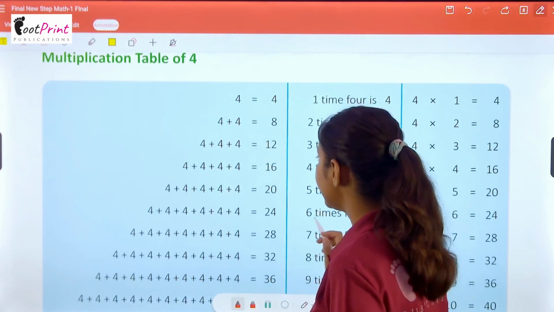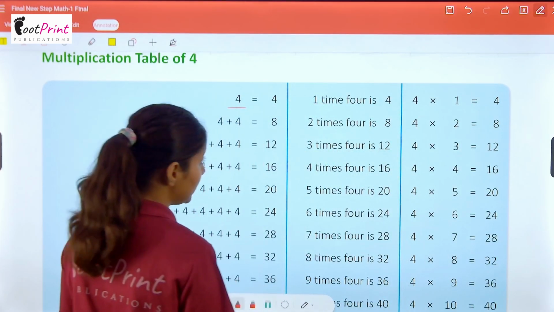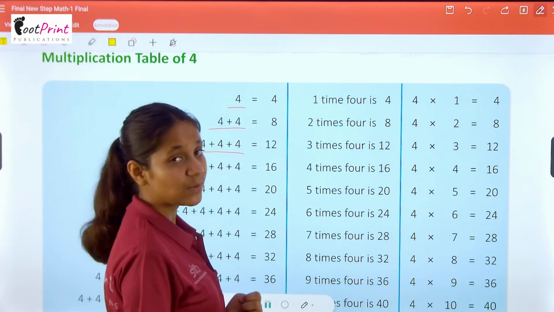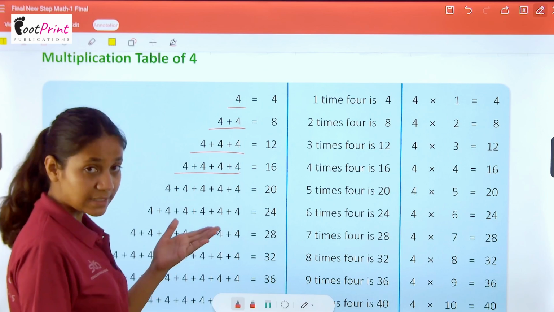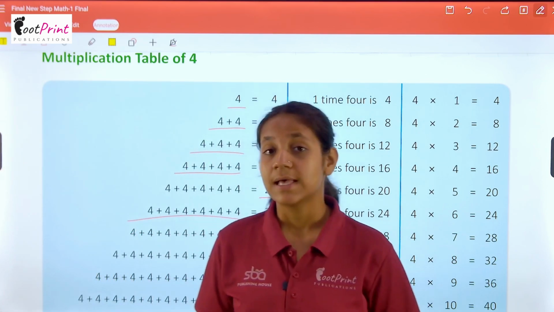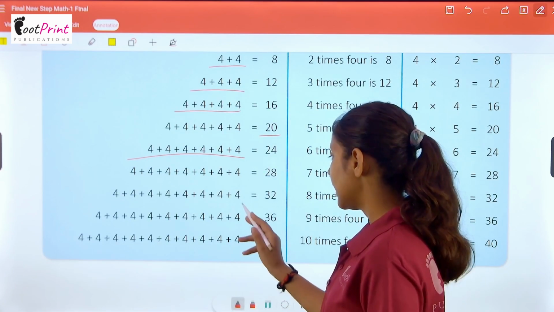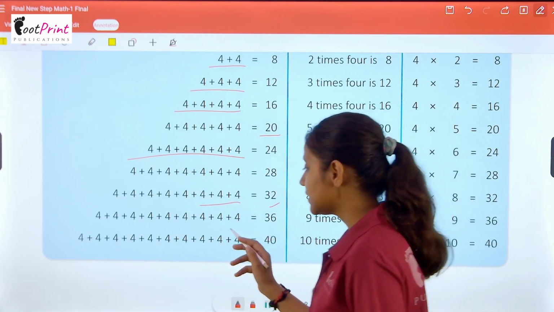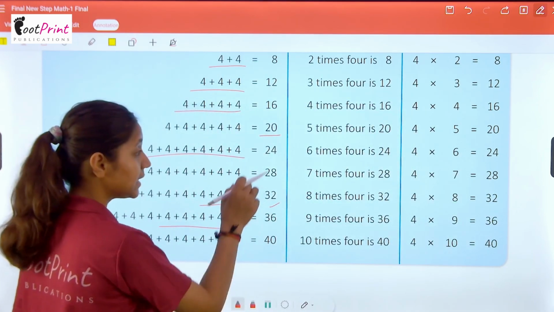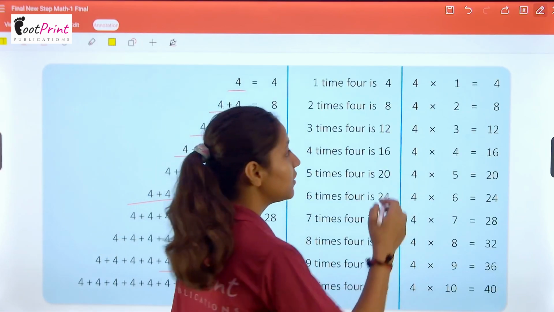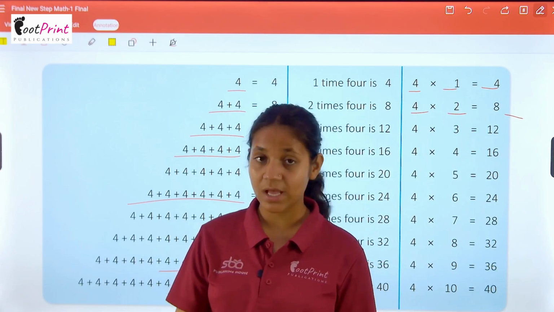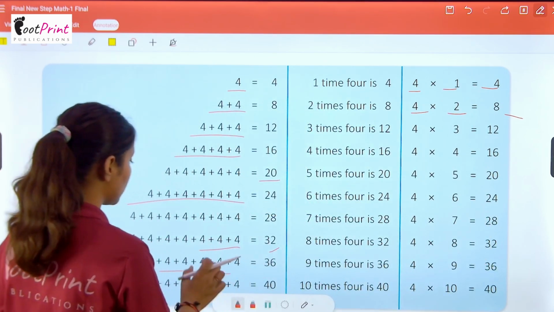So we can write it and we can speak it like 1 times 4 is 4, 2 times 4 is 8, 3 times 4 is 12, 4 times 4 is 16, 5 times 4 is 20, 6 times 4 is 24, 7 times 4 is 28, 8 times 4 is 32, 9 times 4 is 36, and 10 times 4 is 40. We can also write it like 4 multiply 1 is 4, 4 multiply 2 is 8, 4 multiply 3 is 12, 4 multiply 4 is 16, and so on.